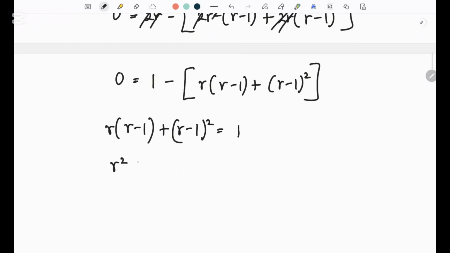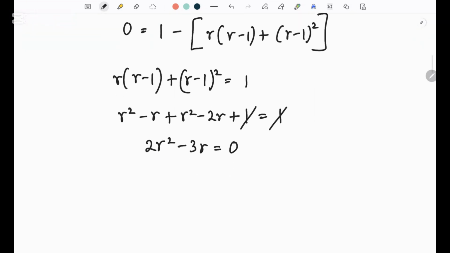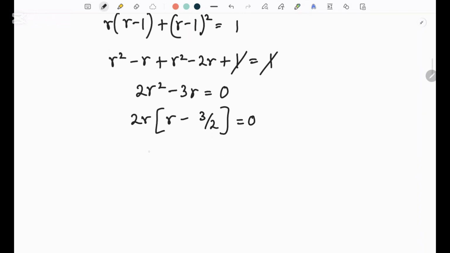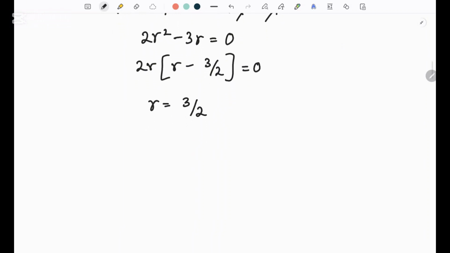Then you can write r squared minus r plus r squared minus 2r plus 1 equals 1. These two cancel off. Now we have 2r squared minus 3r equals 0. You can factorize 2r out. Now you have r minus 3 over 2, right? Now you have r equals 3 over 2. So if r equals 3 over 2, what's our angle going to be?